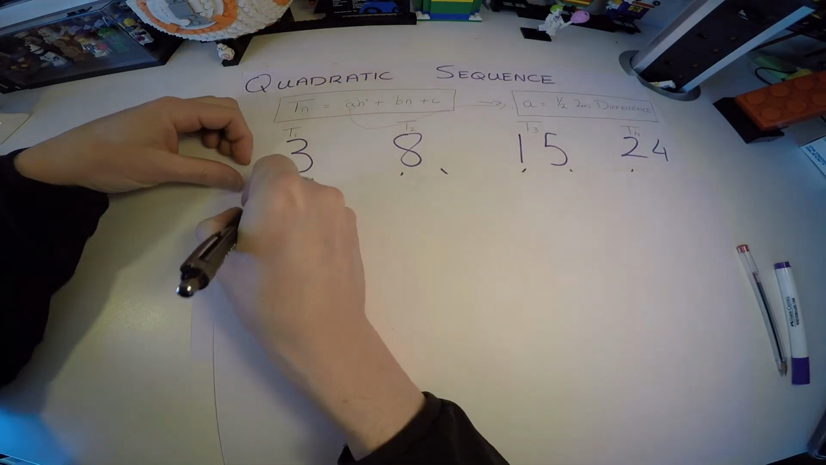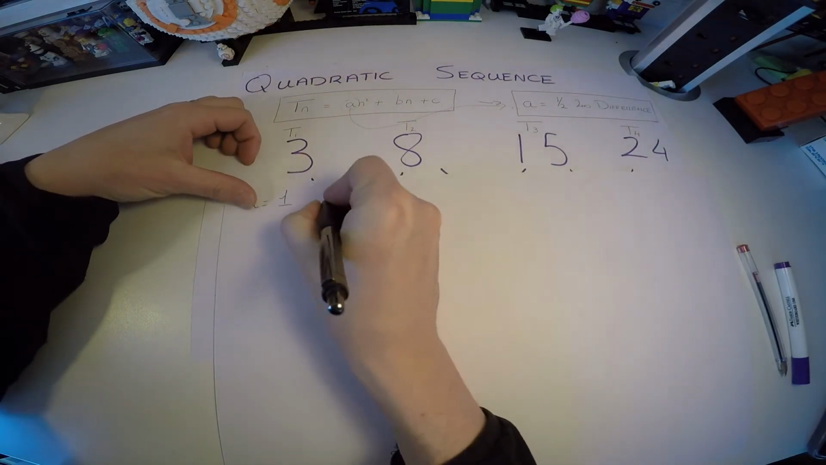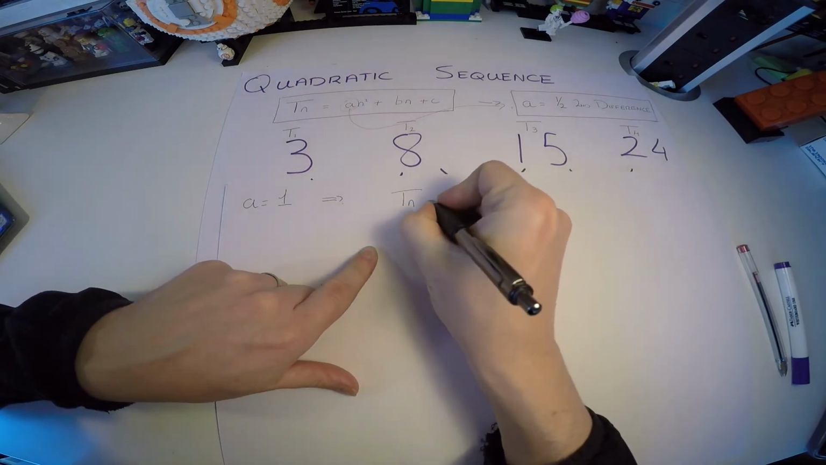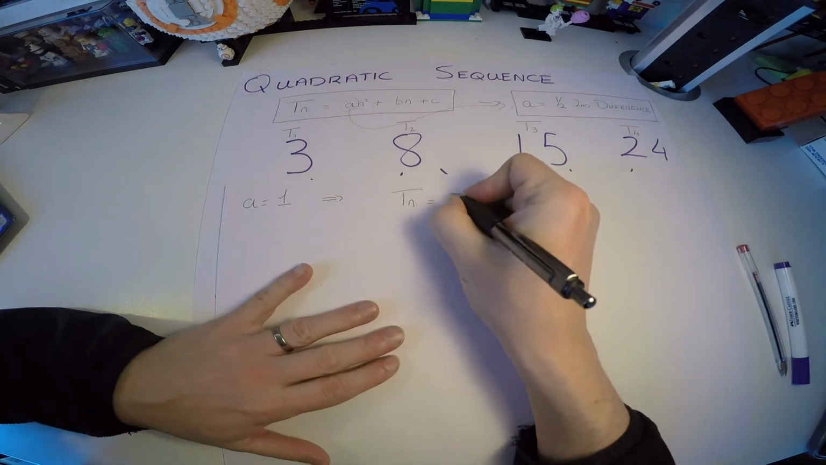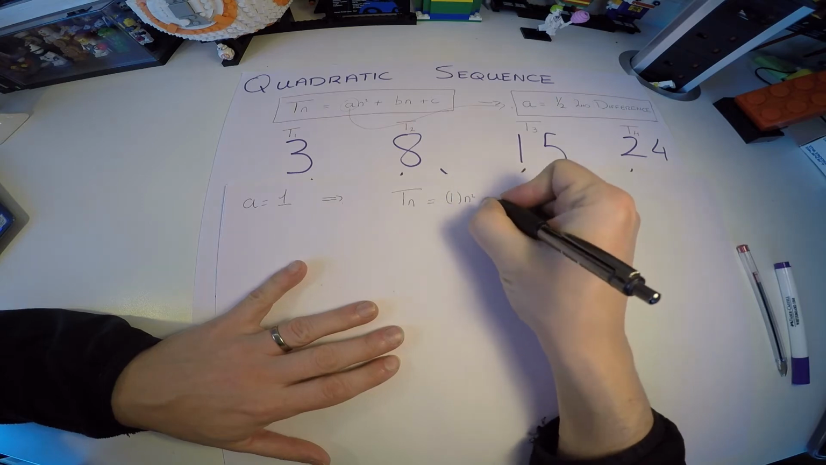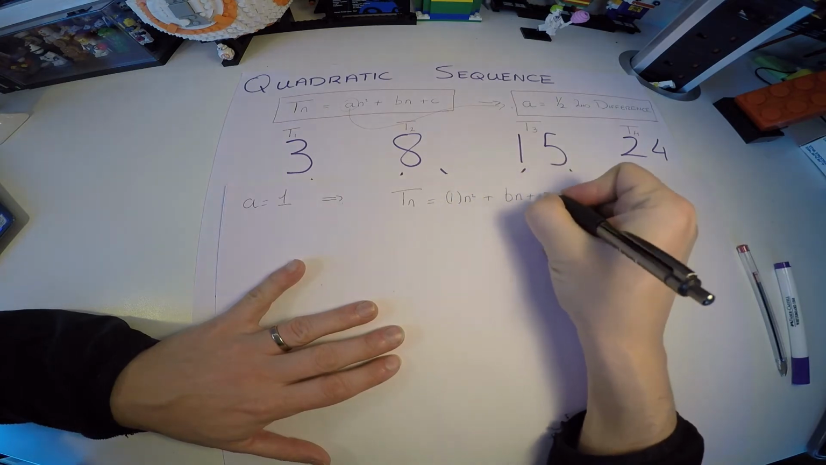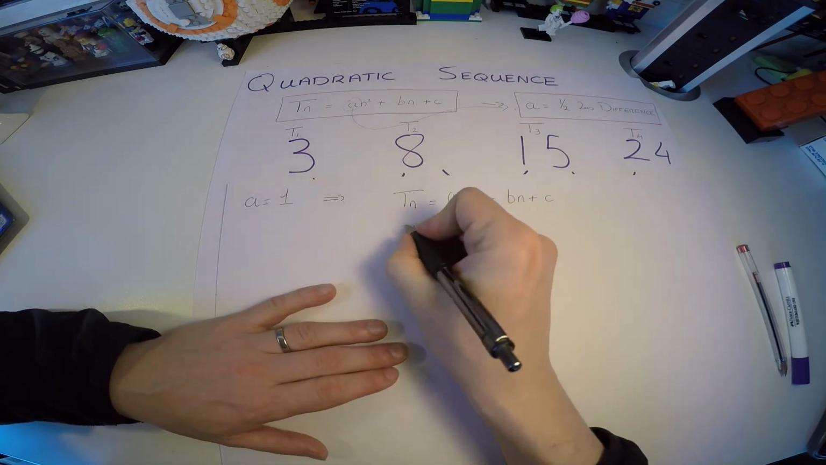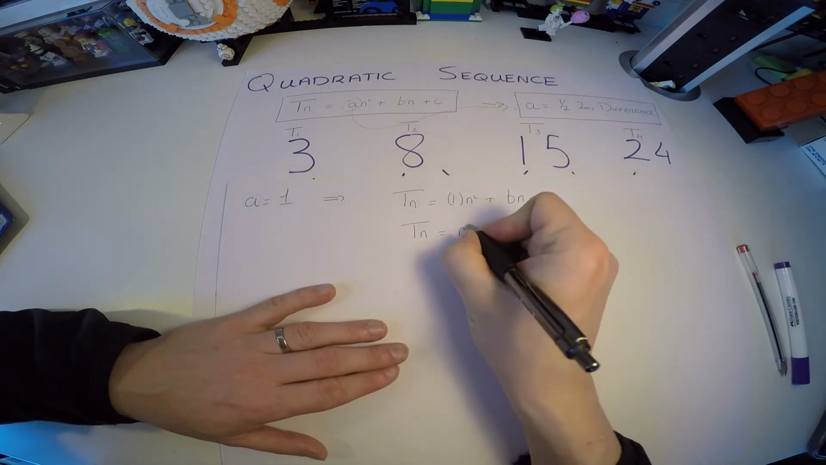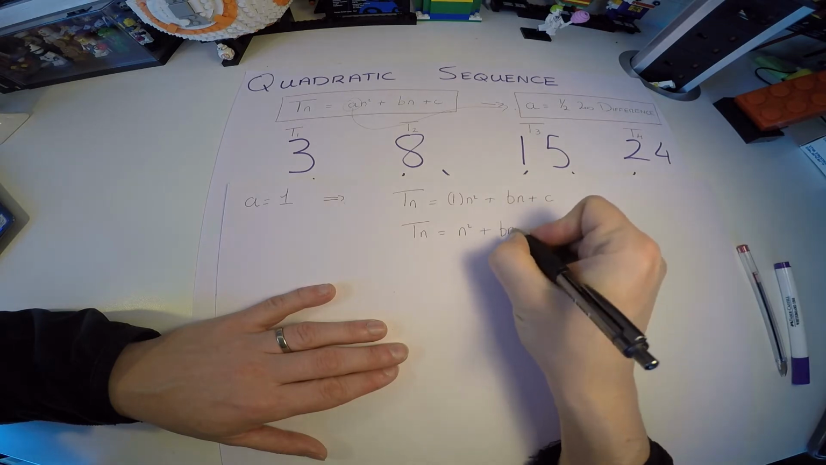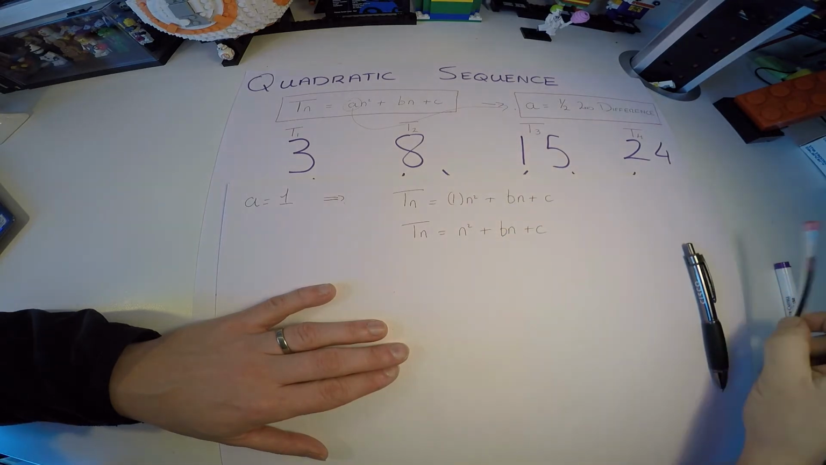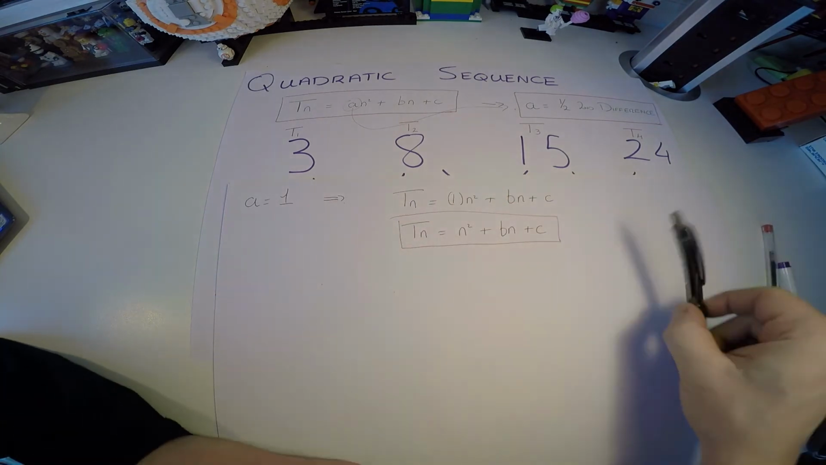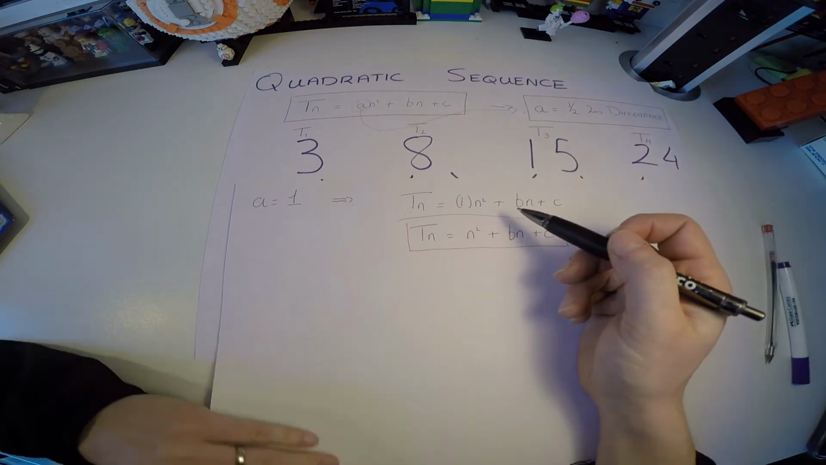So since we know A is 1, that would imply then that Tn, instead of A, we can put in what we have for A, which is just 1, times n squared plus bn plus c. And of course 1 times n squared doesn't do anything, so Tn effectively is equal to just n squared plus bn plus c. So this is what we know. But how do we figure out b and c? That's the next big part for this, right?